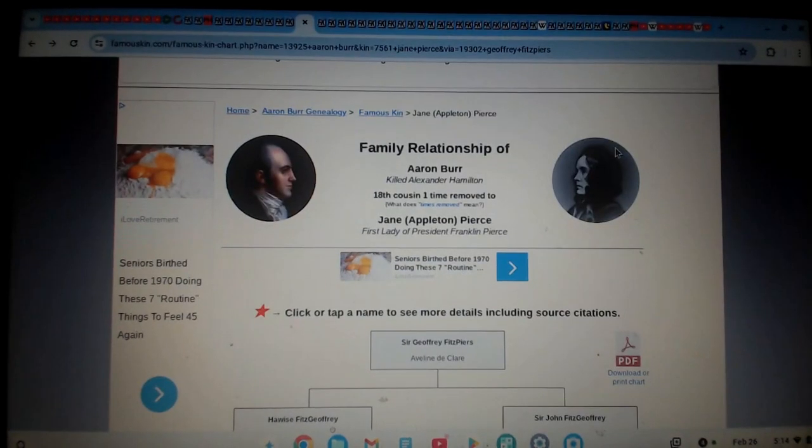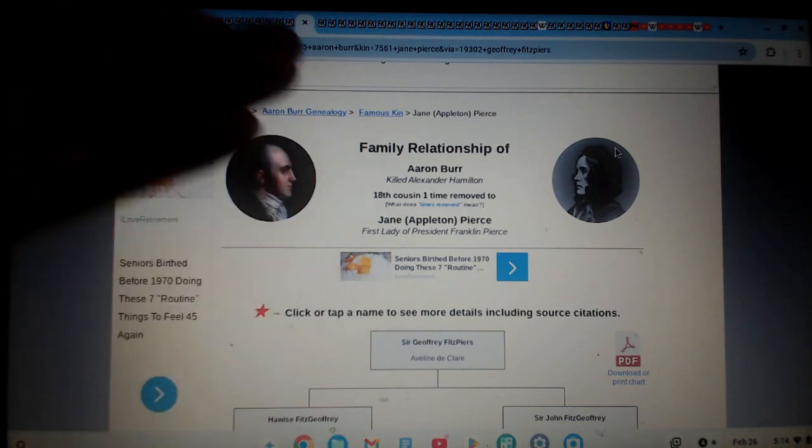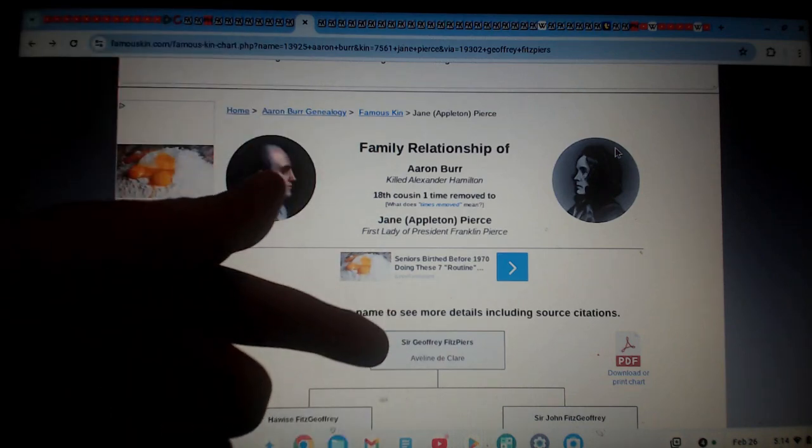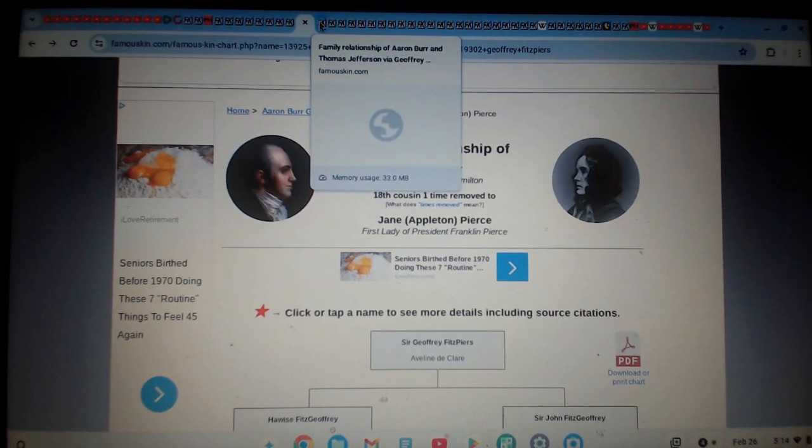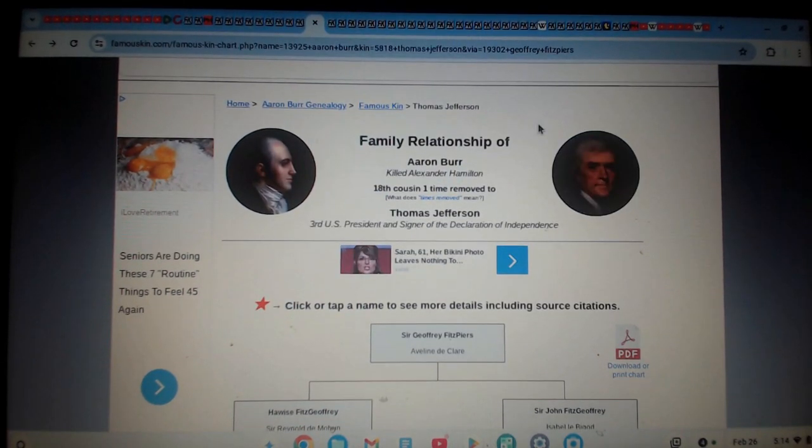Okay, well, how about Jane Pierce? Franklin Pierce, the president, Franklin Pierce, his wife. Again, this guy, a vice president, shares the same grandparent. Not just this, because she also has grandparents named Charlemagne and Robert I and Sir Geoffrey Fitzpiers and Evelyn de Clare. Wow, what a quinky-dink, huh? But it's not about a monarchy, is it?